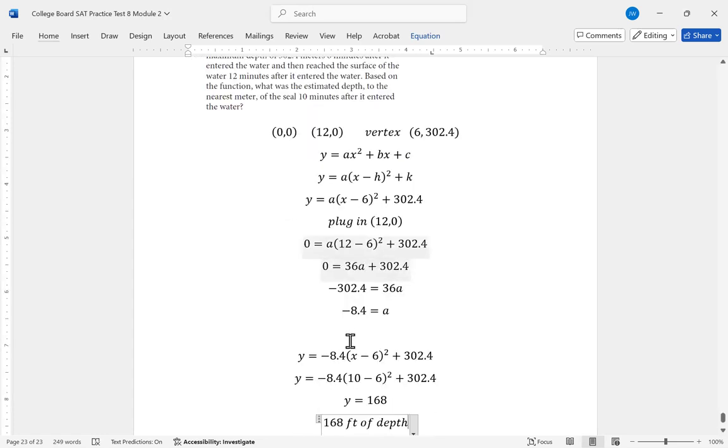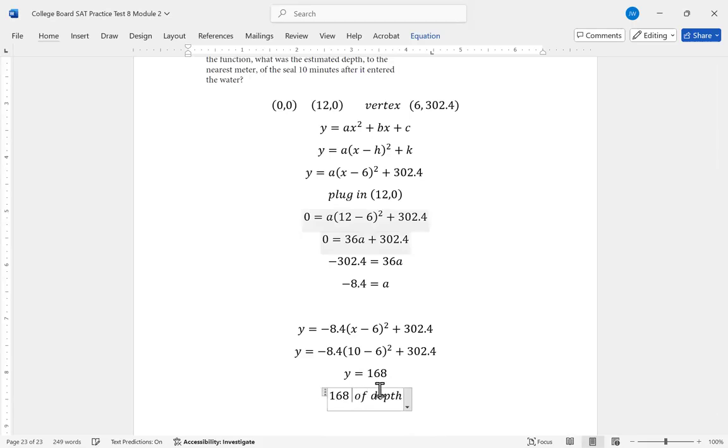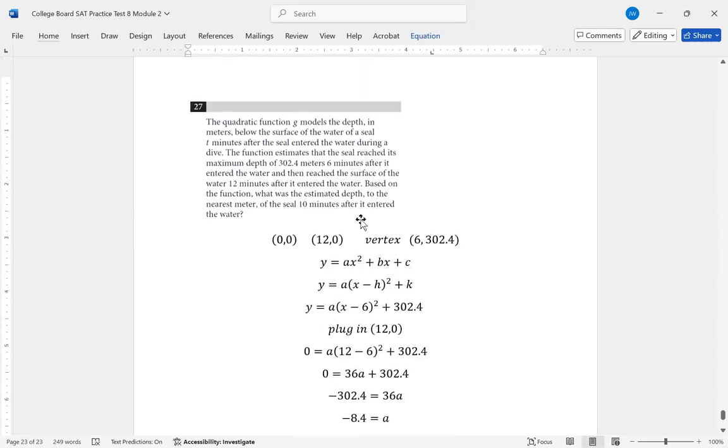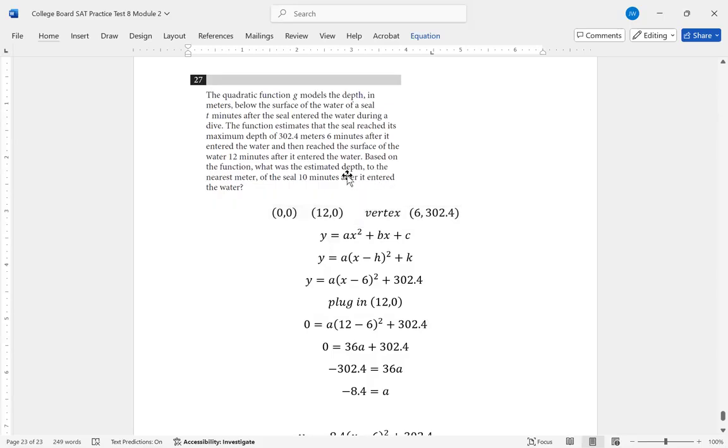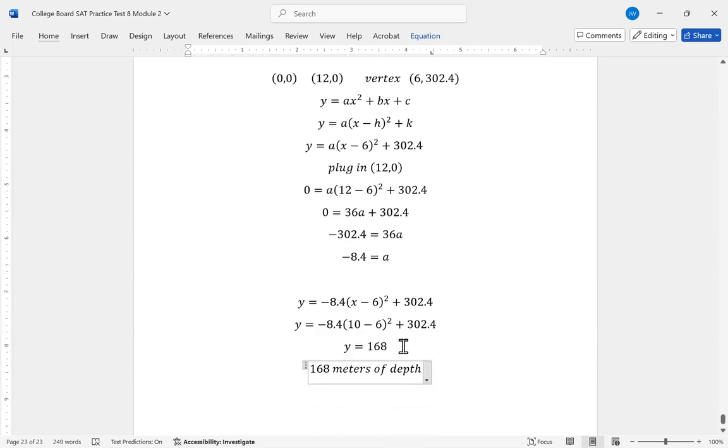So the depth 10 minutes after it enters the water is 168 feet. Or excuse me, not feet, meters. I apologize. That was in meters, not feet. So 168 meters of depth. And that's the answer to question 27. We just write, to the nearest meter, what was the estimated depth? It'd be 168. So 168 is the answer to question 27. And that's it. That's the last question on this module.